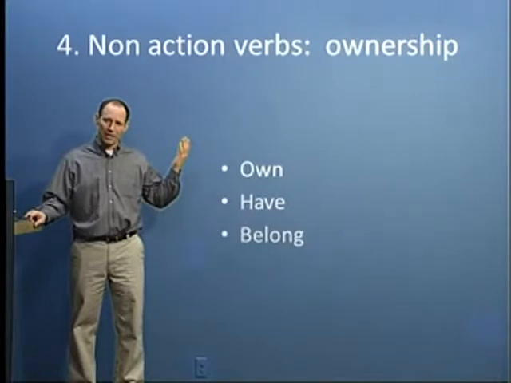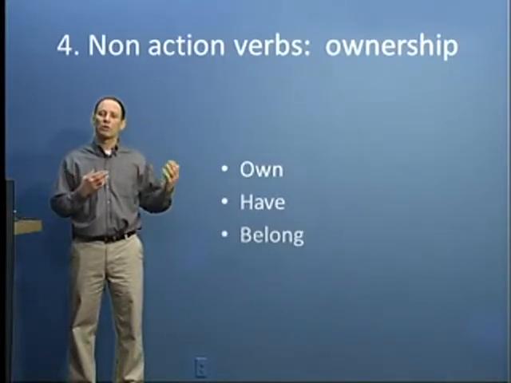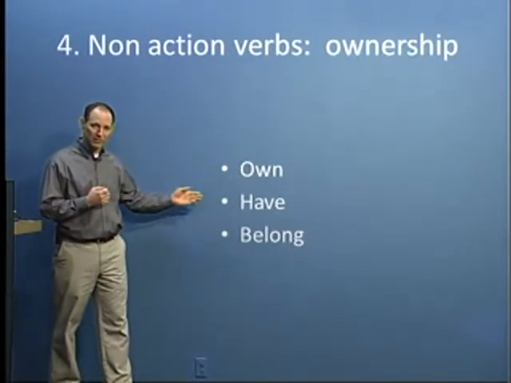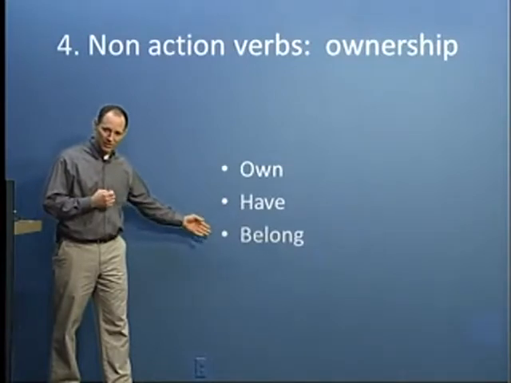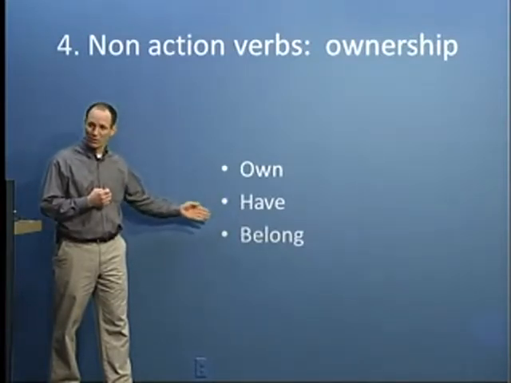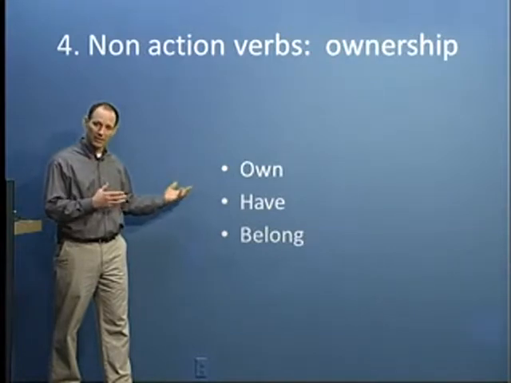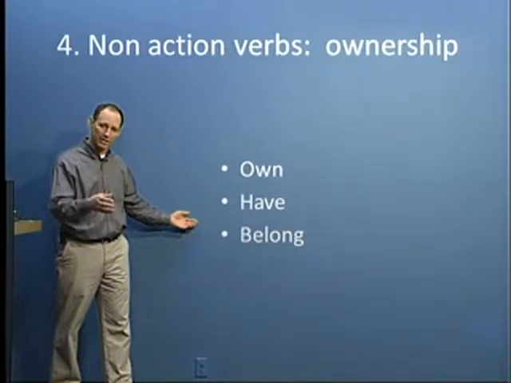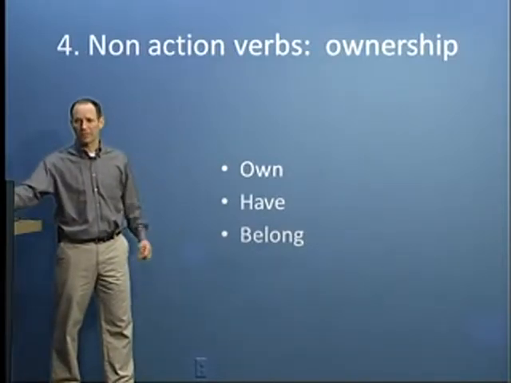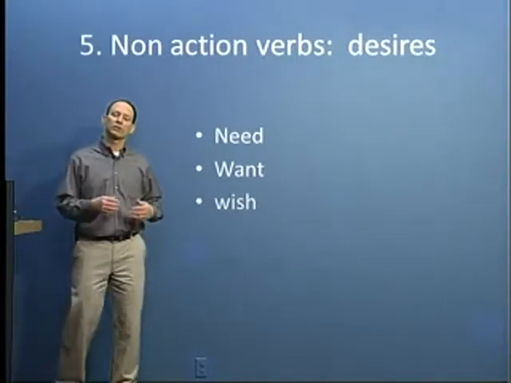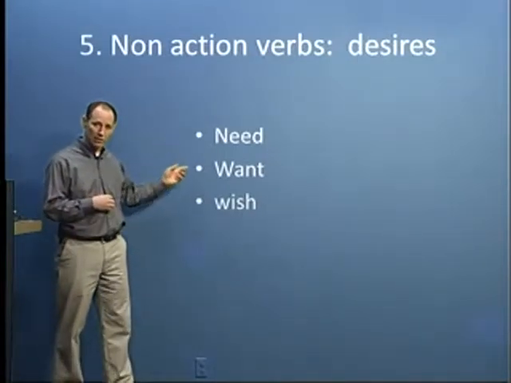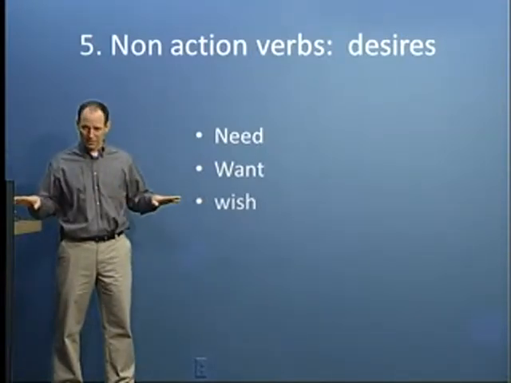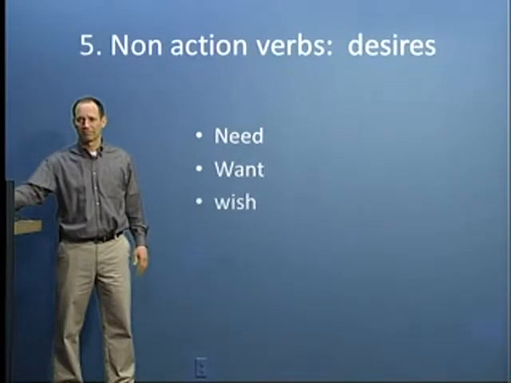Another group of non-action verbs, when we want to show ownership. I own a car. I have a bicycle. This shirt belongs to me. In these situations, we're showing ownership. And in these situations, these verbs, when we're showing ownership, we're probably not going to use present progressive. We'll use present simple. Also to express our desires, need, want, wish. These verbs will be in present simple, not progressive.